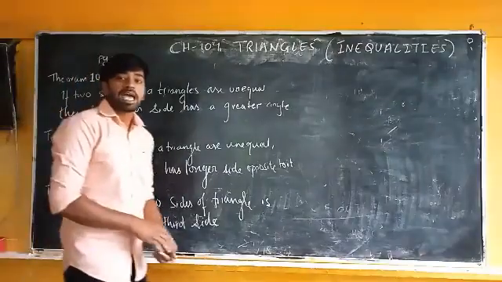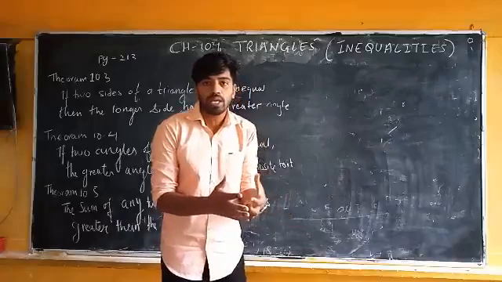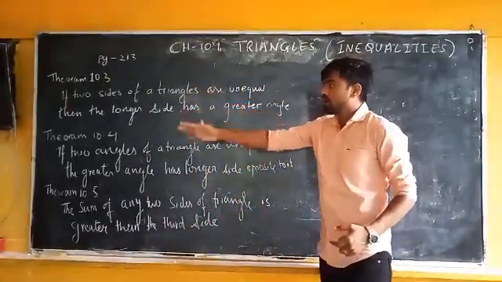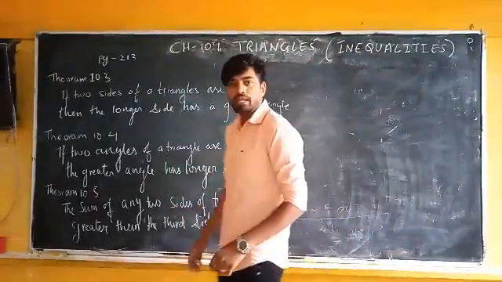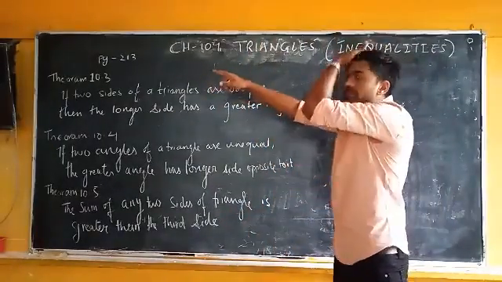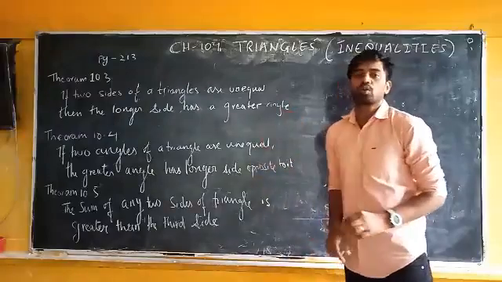The theorems have been proved using SAS, concurrency of triangles and all. I won't go into that because I know what is important and what is not, so I'm not going to take you through the proof. If you want to go through the proof, you can have a look in your books on page number 213. You'll find the proofs over there. But I'll explain what these theorems mean.